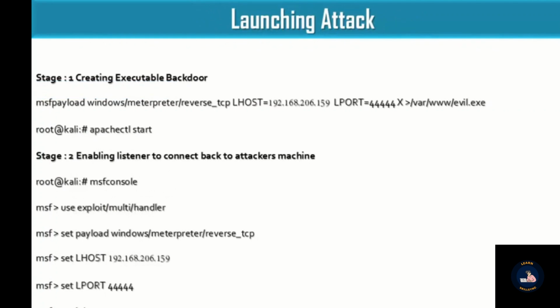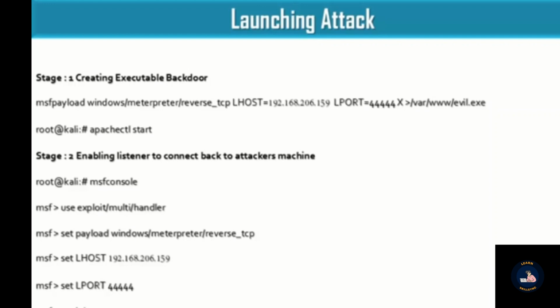Coming to the scenario, first of all, we will be launching the attack. In stage 1, we will be creating a customized executable backdoor using the MSF payload, and we will be deploying this backdoor in our web server, that is in /var/www, and we shall start the Apache service. On the other hand, the victim just needs to download the file and open it. And as an attacker, he needs to accept the connection.